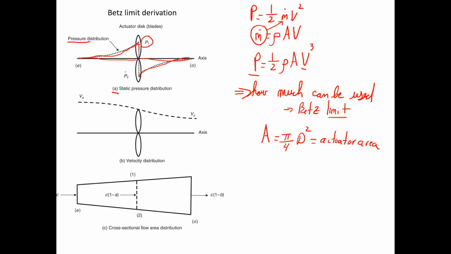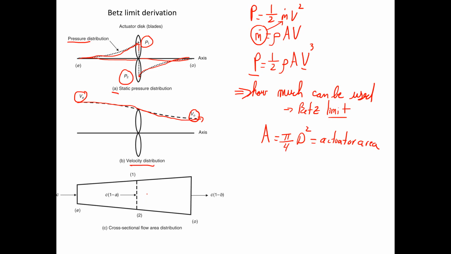So this pressure difference occurs across the actuator. What's reflected with that is the velocity, right? You have the velocity coming in. As the velocity approaches the turbine, it goes down, and then if you go far out from the turbine, the velocity reduces to some lower velocity. That's called a velocity distribution.